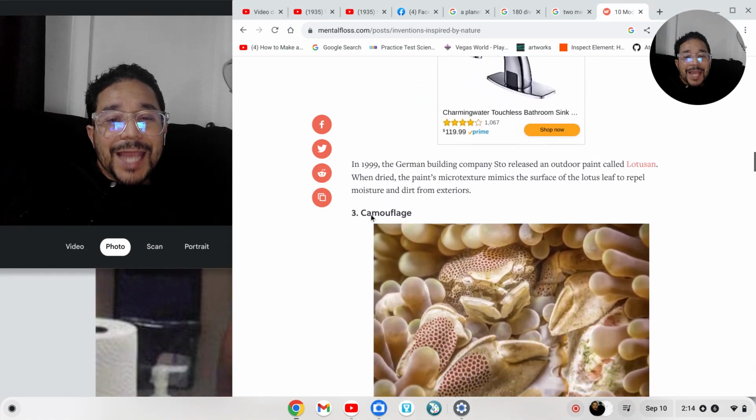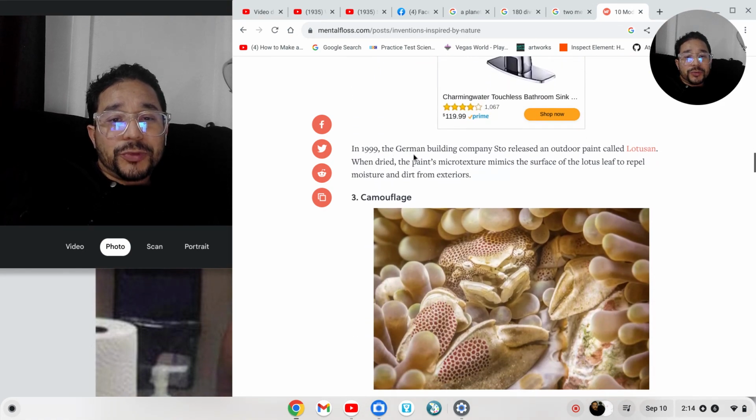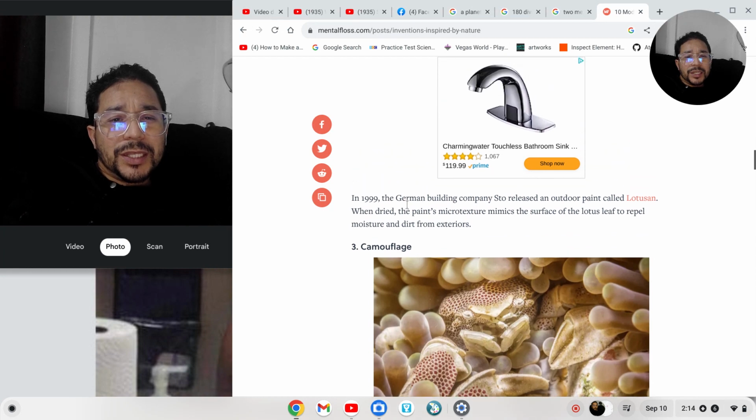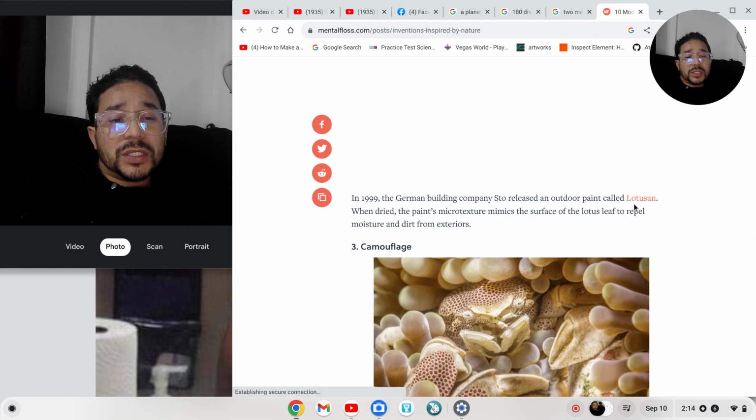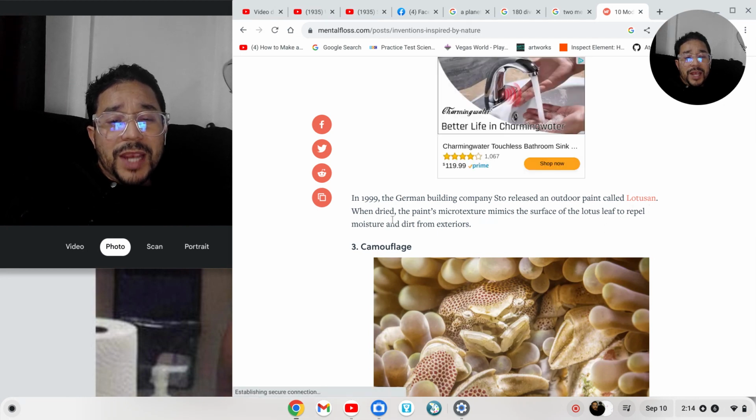In 1999, the German building company Sto released an outdoor paint called Lotusan. When dry, the paint's microtexture mimics the surface of the lotus leaf to repel moisture and dirt from exteriors.